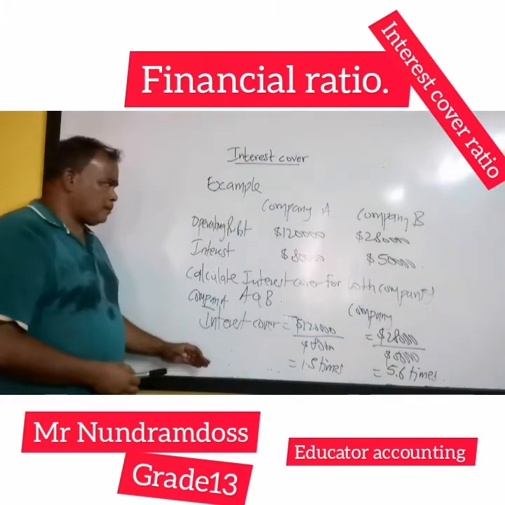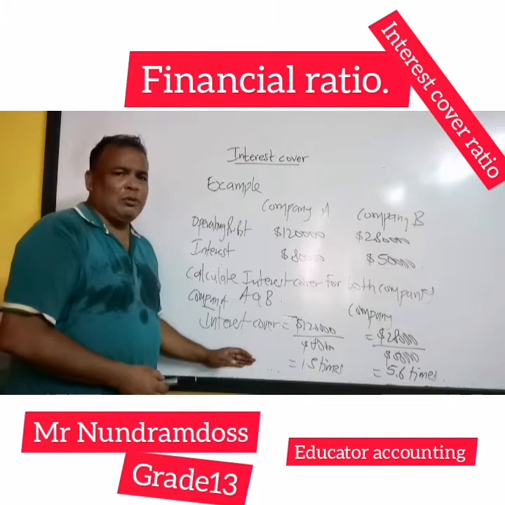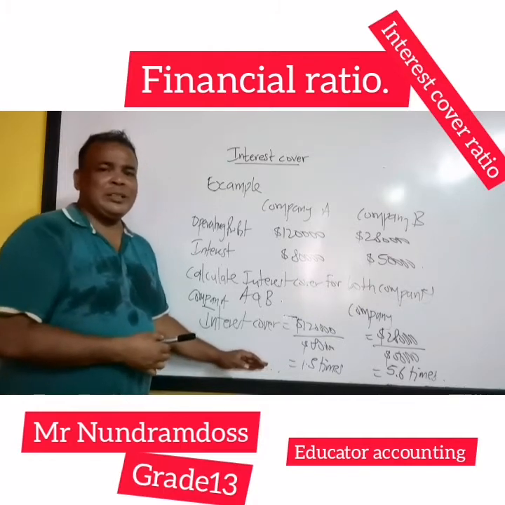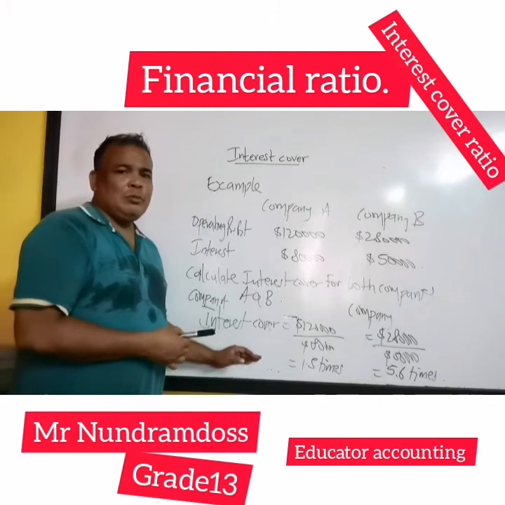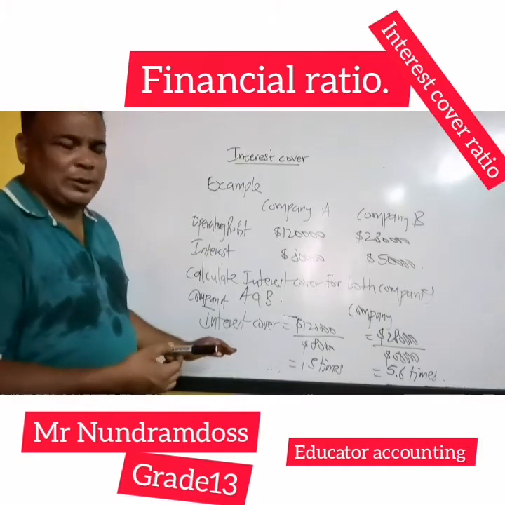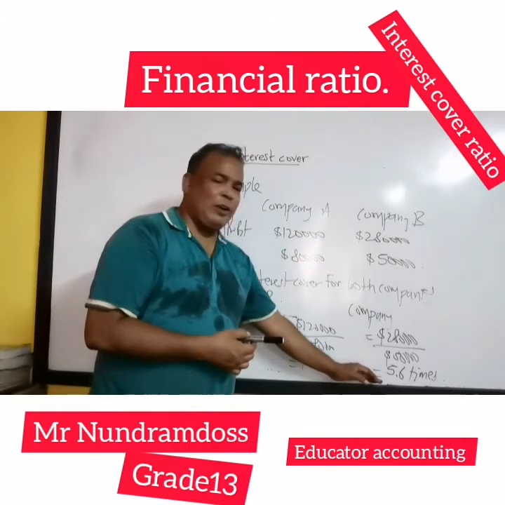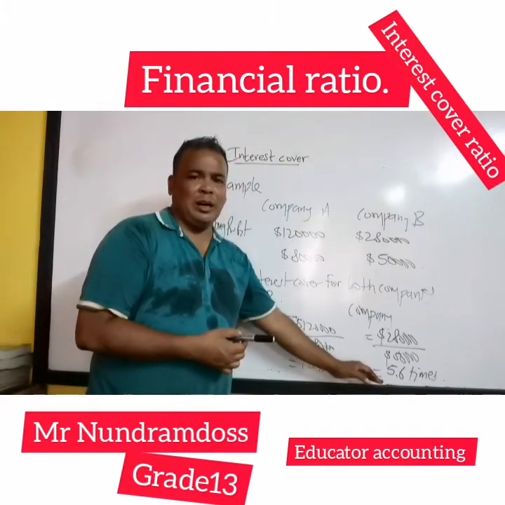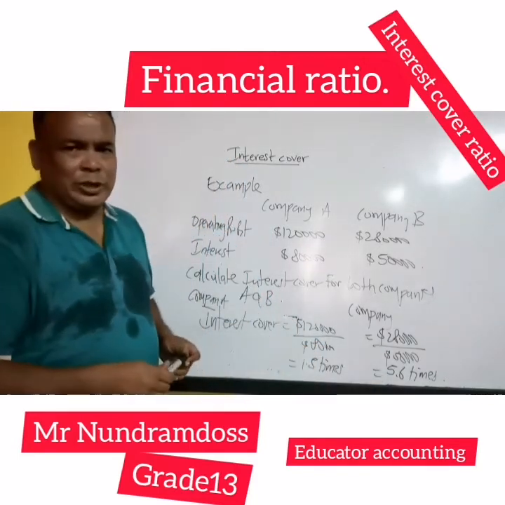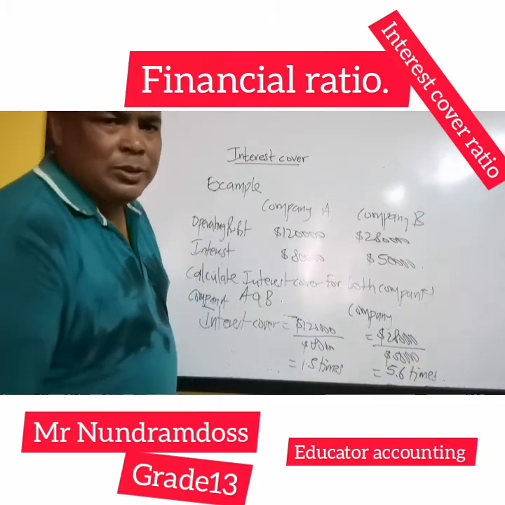So in this case, company A is not in line with the standard interest cover ratio of 2 times. It is less than 2 times, so it means that it is experiencing problems in paying interest charges. So most of the profit will be used to pay interest charges and less profit will be available for reinvestment and to pay dividend to shareholders. Company B has an interest cover of 5.6 times, that is more than the standard interest cover of 2 times. So company B can pay its interest comfortably, and more profit will be available for reinvestment and to pay dividend to shareholders.